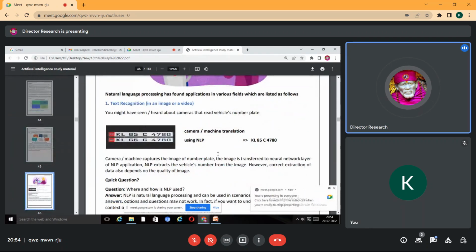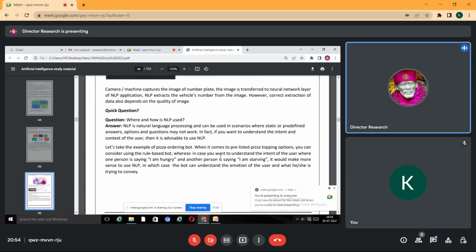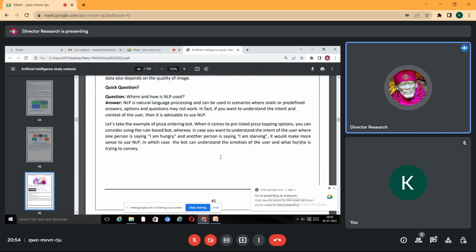Text recognition in image or video. Where and how is NLP used? NLP is useful in scenarios where static and predefined answers, options, questions may not work. In fact, if you want to understand the internet in context of the user, then it is advisable to use NLP.